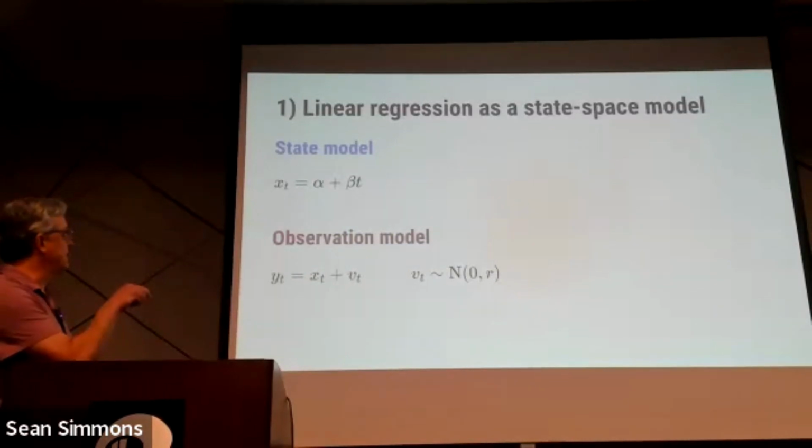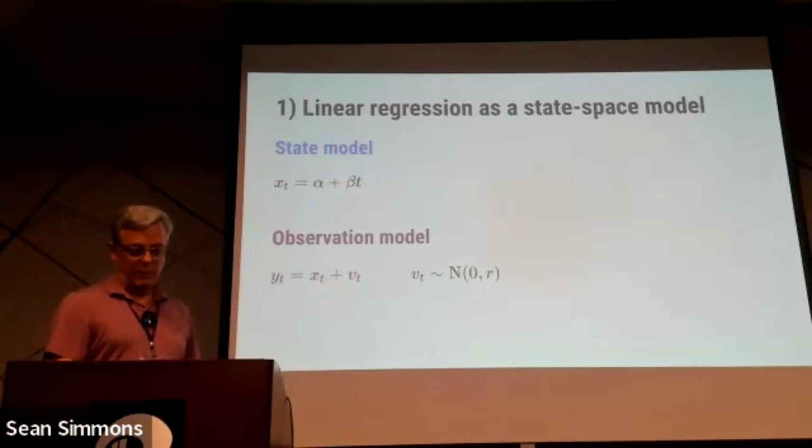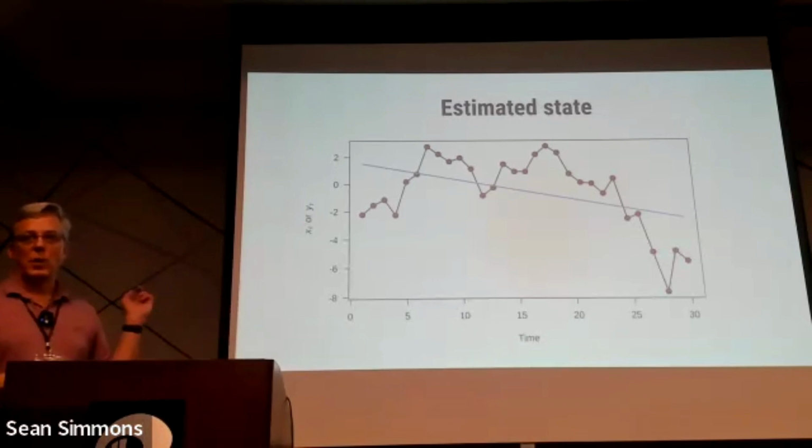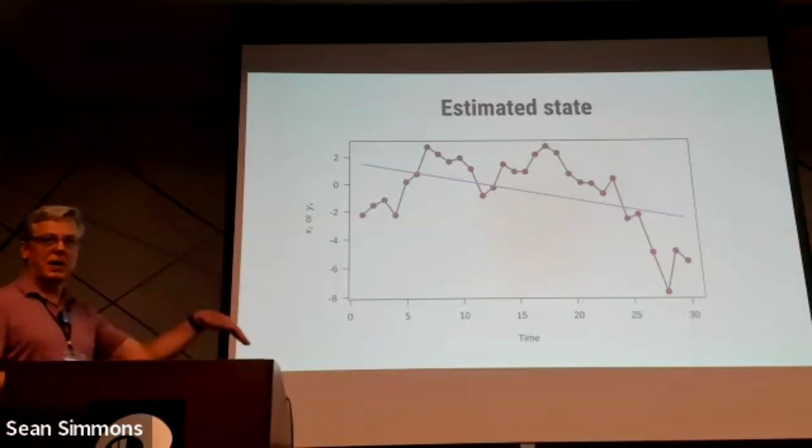I'm just going to write this out as a state space model. So here our state, x, is equal to alpha plus beta t. And then the observation is that x plus vt. Hopefully you can just imagine, just substitute that in here, and y is alpha plus beta t plus vt. Okay. And if we fit that model, this is what we get. So here's our fitted line. It's linear regression. Here's a straight line that is monotonically decreasing.